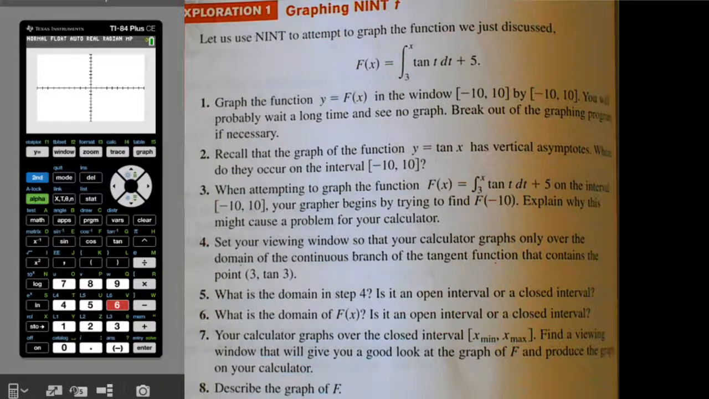You're gonna wait for a long time and not see anything. I mean, you could pause this, wait for half an hour, and it's still not gonna work. So I'm just gonna break that. Break it, all you have to do is hit the on button. See how my on button is highlighted in red?